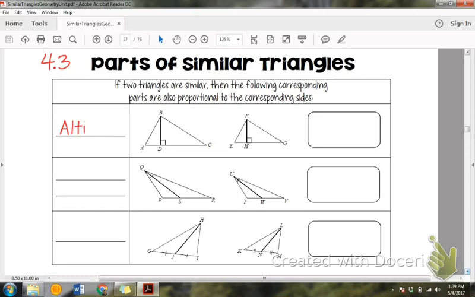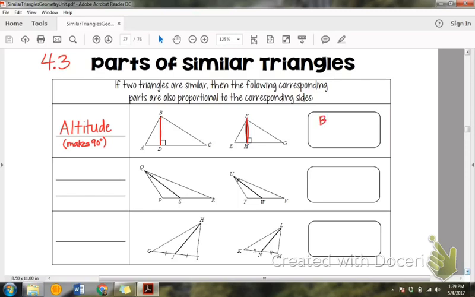The first is called an altitude. An altitude makes 90 degrees in a triangle. It's a segment that makes 90 degrees. So do you see here that BD creates the 90 degrees and FH makes the 90 degrees? These are called altitudes, okay? The segments that make the 90 degrees. So the rule is that if the triangles are similar, then the altitudes are also similar.